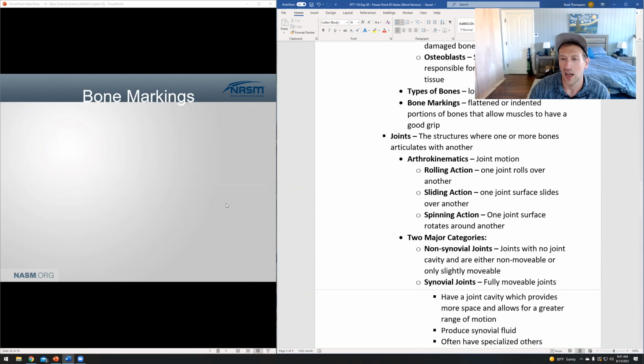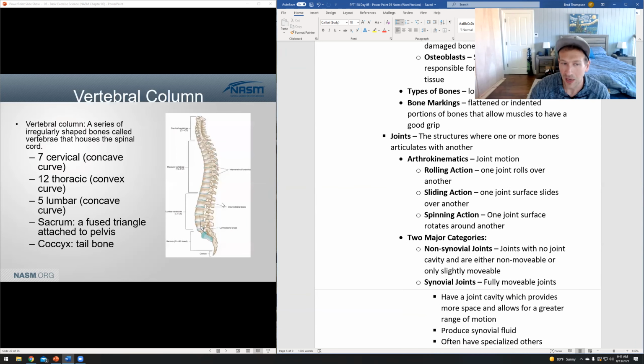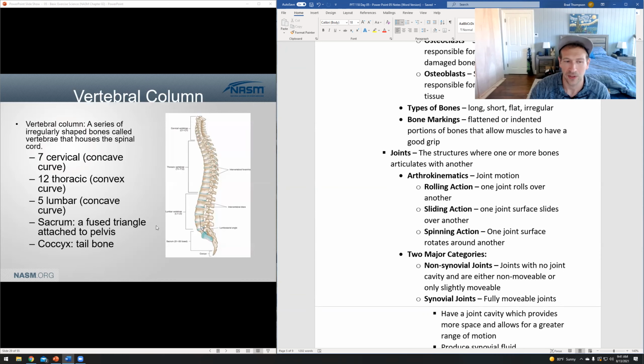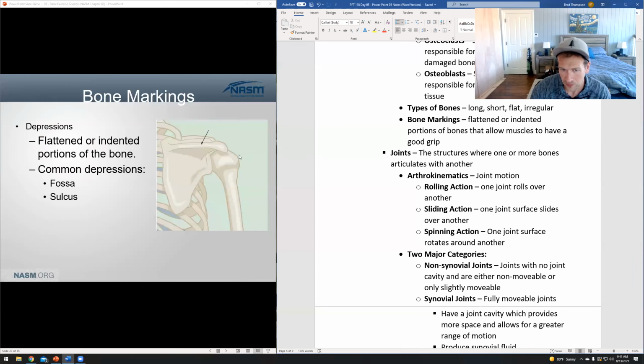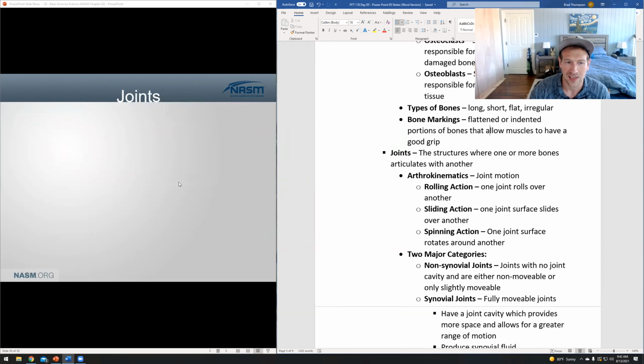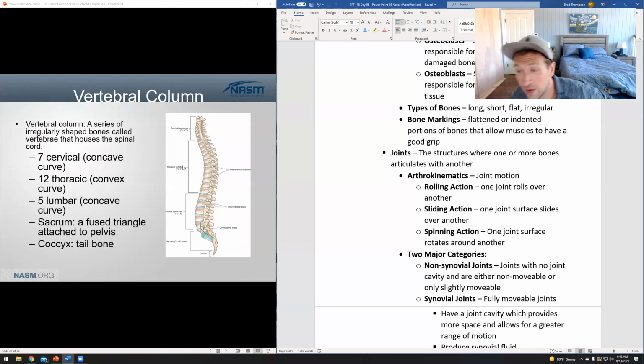You're going to have what are called fossas. You're going to have processes, lots of really cool, interesting shapes. For instance, you can see here this little projection from the bone rather than a dent, which is a depression. This projection here, we call that a process. So there are lots of really cool markings around our bones that allow our muscles, or connective tissue like ligaments, to get a really good grip and manipulate things and move them around.